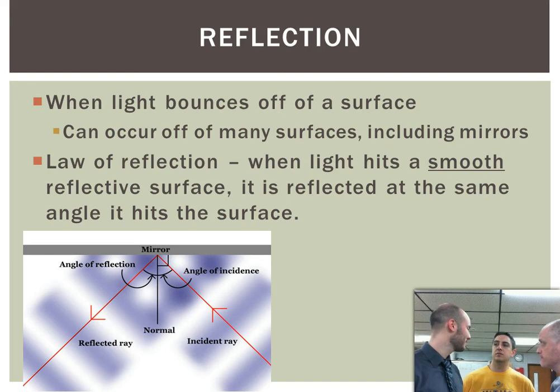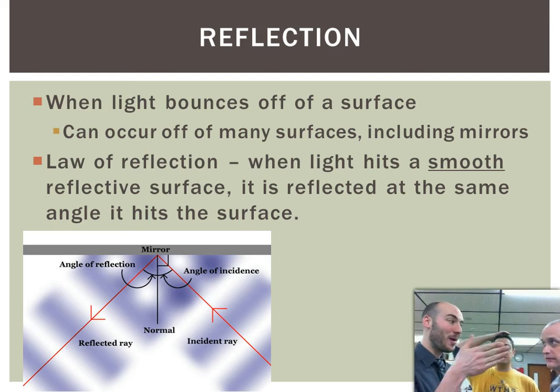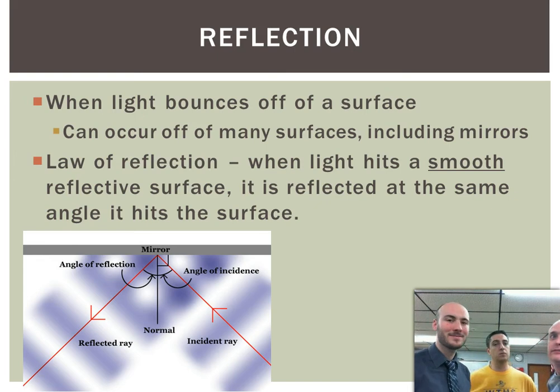What type of surface? Generally a mirror, but it can be really any type of surface. We're going to talk specifically about mirrors. Wet pavement, off a wall, even shiny metal. When we talk about white light bouncing off a wall and coming back white light, that's reflection. Metal, maybe?